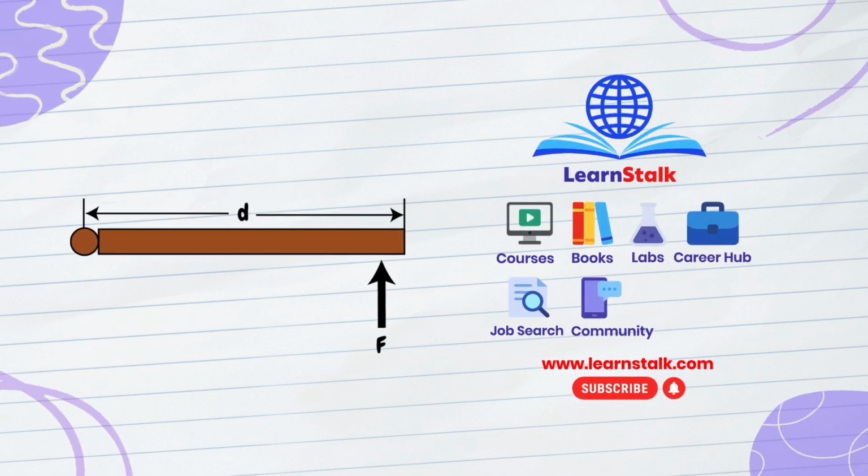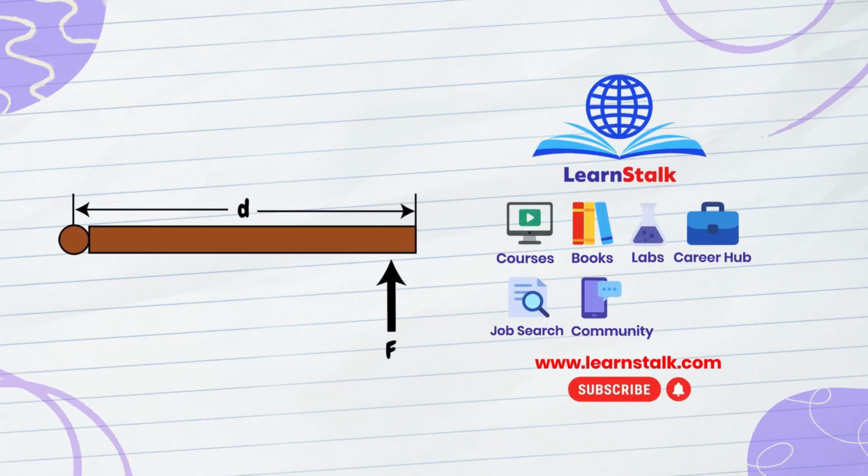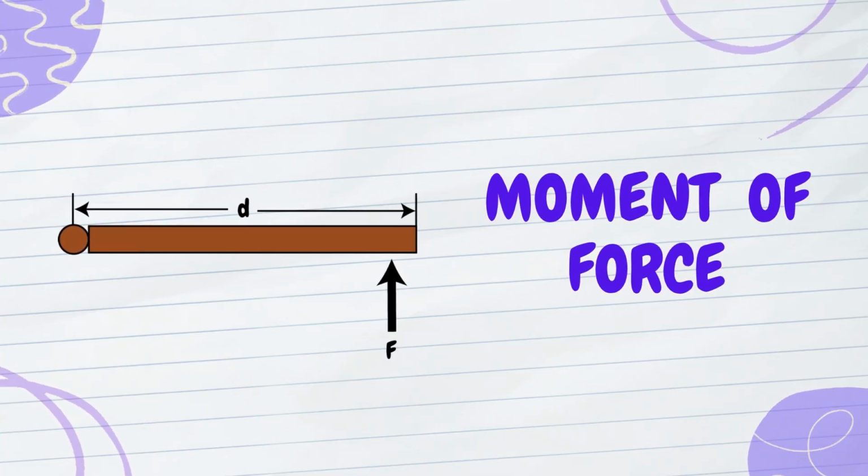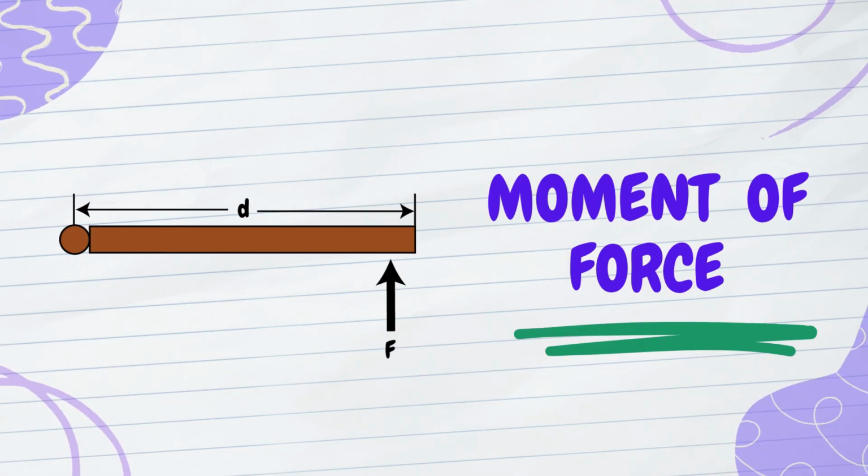Ever wondered why pushing a door at the edge is easier than pushing near the hinge? Or how a tiny wrench can loosen a giant bolt? The secret is moment of force, the hidden physics behind turning power.